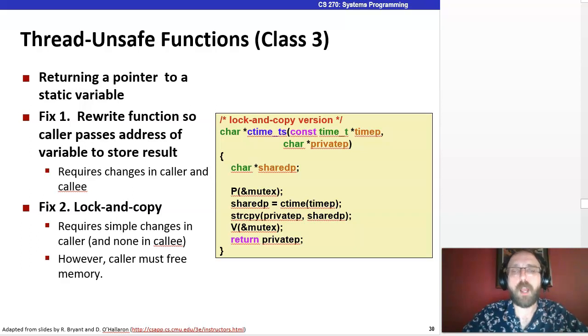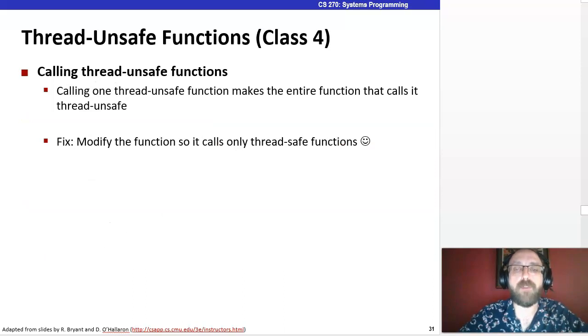So a couple of different ways we can avoid thread unsafety and make a thread safe version of the same function. And of course, class 4, if a function calls a thread unsafe function, then it's also thread unsafe. The fix to that, it's kind of silly. Don't call thread unsafe functions.